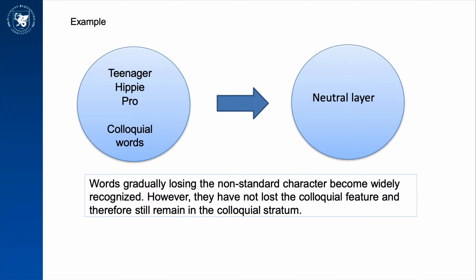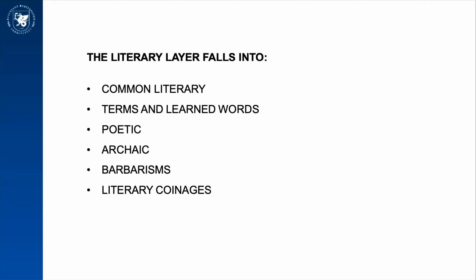Okay, so we go further. The literary layer falls into the following subgroups. Have a look: common literary, terms and learned words, poetic, archaic, barbarisms, literary coinages. I suppose most of them are familiar, but anyway, we will discuss them now in detail.